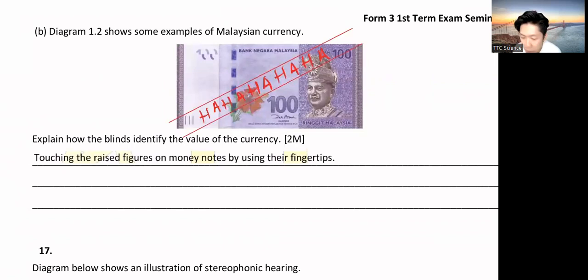The money note has a raised figure there. This one, the corner here. You touch 1 ringgit, and every note also has its own pattern. Then you can feel it slightly with your finger.